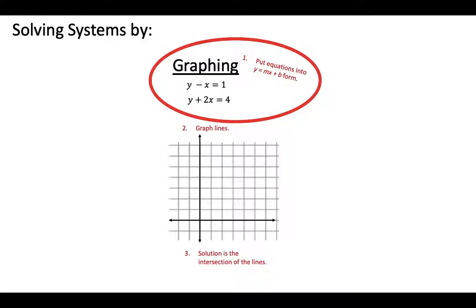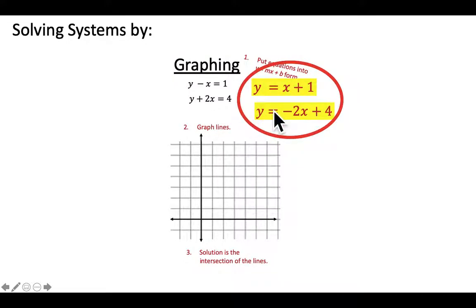If our two equations are y minus x equals 1 and y plus 2x equals 4, our first step, as shown right here inside this box, is to put our equations into slope-intercept form, or y equals mx plus b form. So in order to do that with the first equation, we need to add x to both sides. And in order to do it with the second equation, we need to subtract 2x from both sides.